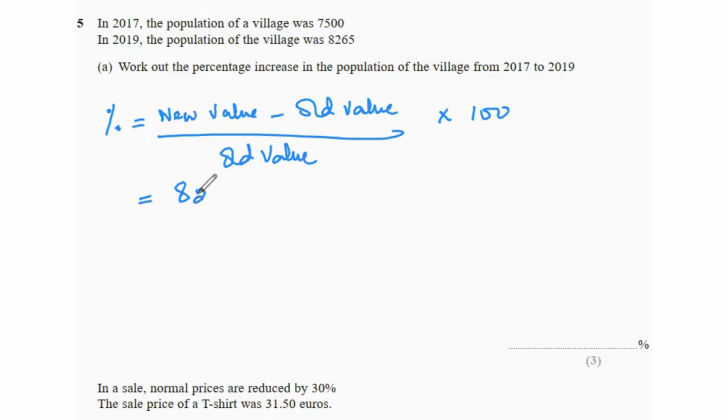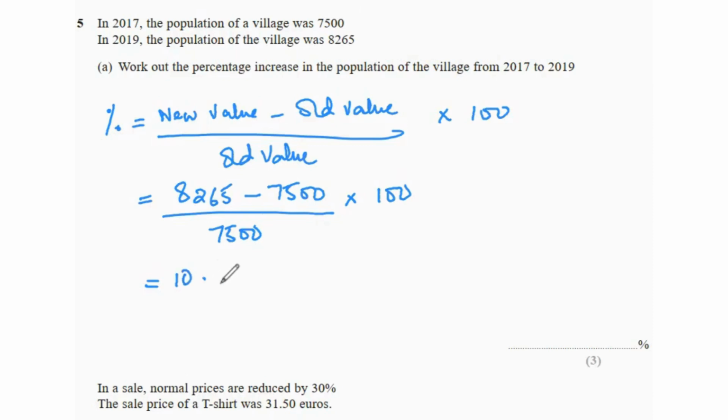So 8,265, which is the new value, minus the old value, which is 7,500, divide by 7,500 again, and then times it by 100. And that gives us 10.2%. So the percentage increase in the population from 2017 to 2019 is 10.2%.